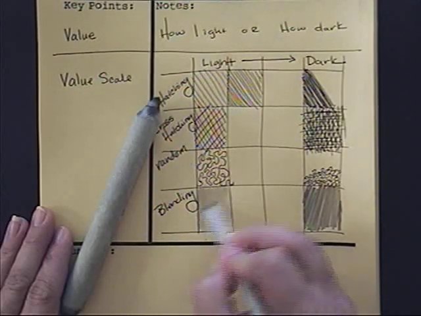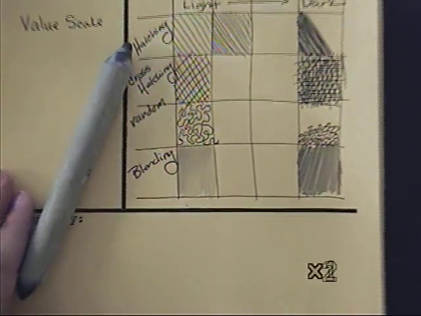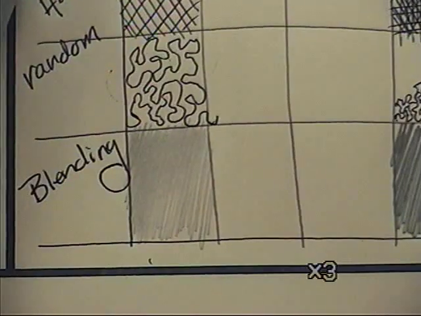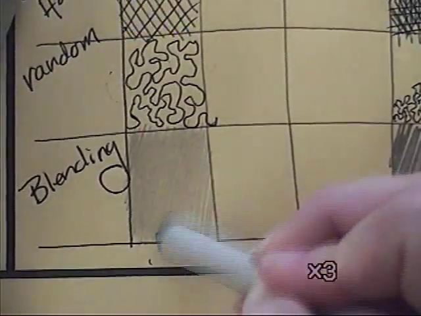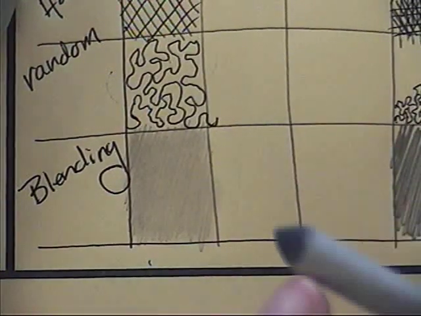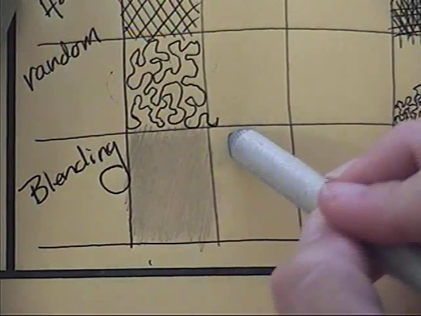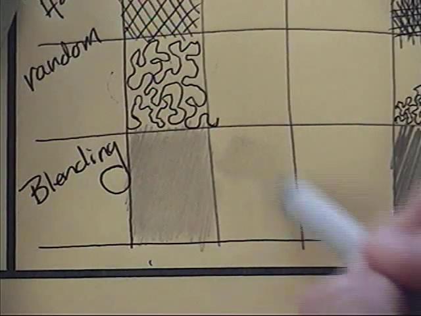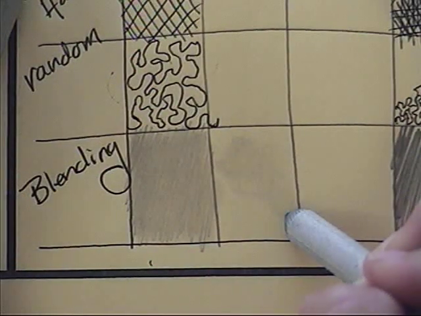But when you use this, it blends it so that you don't see the lines as much, or maybe even at all. The cool thing about blending stumps is that once you get some graphite on your blending stump, you can just use that for your value as well. That's an extremely light value.